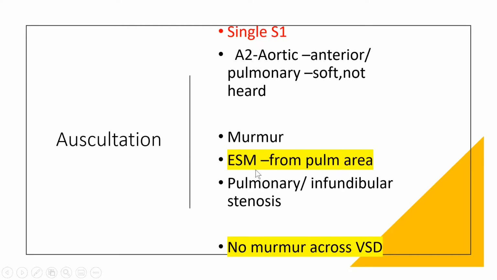Whatever murmur we get is the ejection systolic murmur from the pulmonary area, and you get a single second sound, and that is the aortic second sound. The pulmonary component of the second sound is not heard in a Fallot. That's what gives rise to the single S2, and that S2 is the A2, and that A2 is heard well because the aorta is more anteriorly placed.